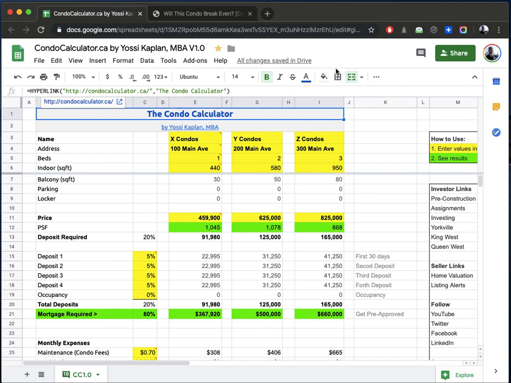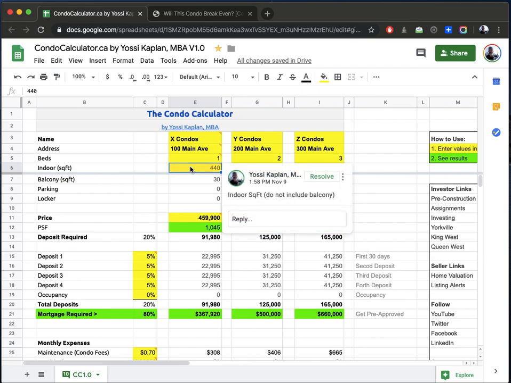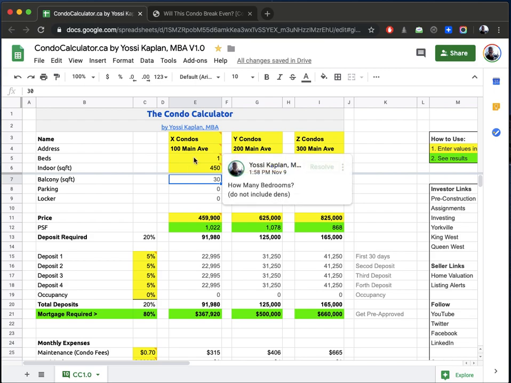You see three columns here that compare three condos. X condos at 100 Main Avenue. You can put the name and the address here. Put the number of bedrooms here and put the number of square feet in here. Let's say this one is 450 square feet, okay? You can enter balcony, parking. It doesn't really matter for calculation. Only what's in yellow is what you really need to enter.